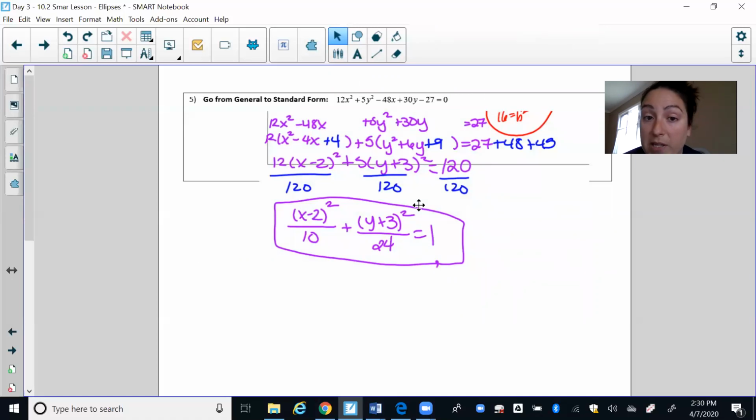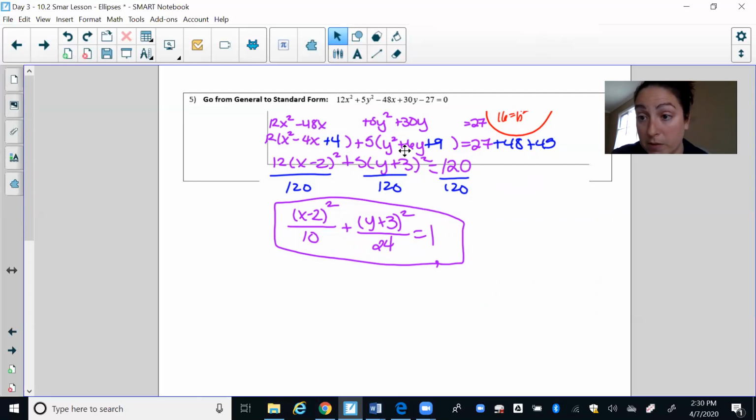You can't complete the square with a leading coefficient other than 1, so we need to factor the 12 out of the x's and a 5 out of the y's. So we factor the 12 out of the x's, and we get x squared minus 4x, and then 5 out of the y's, which gives us y squared plus 6y.